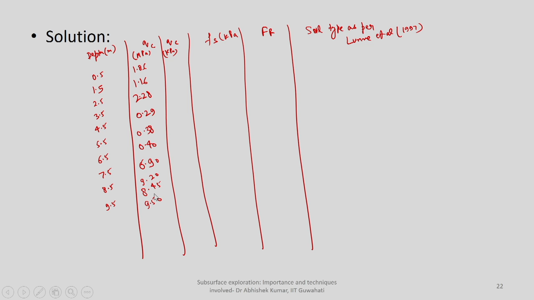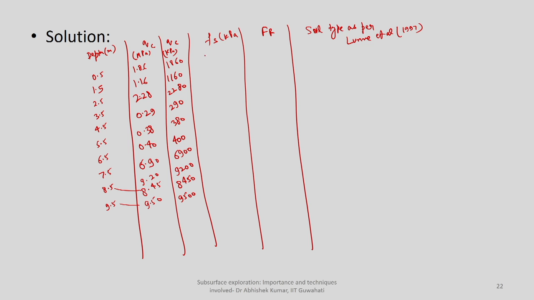6.90, 9.20, 8.45, and 9.50. I think there is some overlap between the values. So this is corresponding to this, this is corresponding to this, and so on. Then you convert it, so you will get 1860, 1160, 2280, 290, 380, 400, 6900, 9200, 8450, 9500. This is the value of QC you will be getting here.